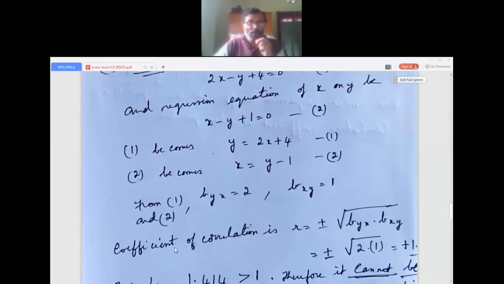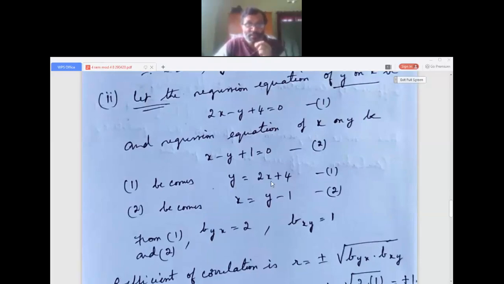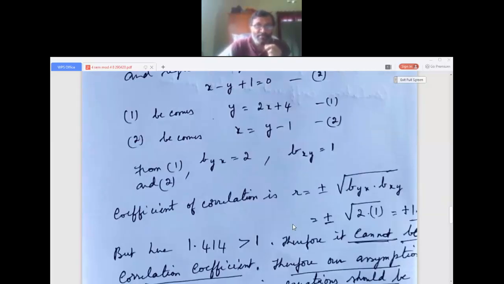Now comparing the regression coefficients: y on x means byx, x on y means bxy. So byx is 2, bxy is 1. Once you get byx and bxy, the coefficient of correlation r is plus or minus the square root of byx into bxy. We get the square root of 2, plus or minus 1.414. Just note down plus or minus 1.414. Since both regression coefficients bxy and byx are positive, r will be positive. If both are negative, r will be negative. If both are positive, r will be positive.